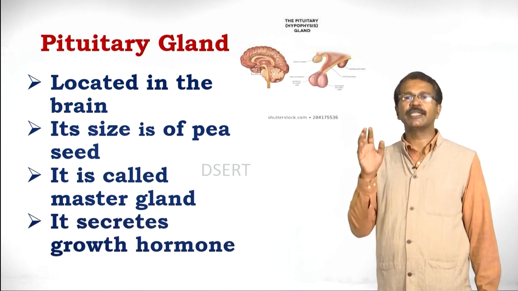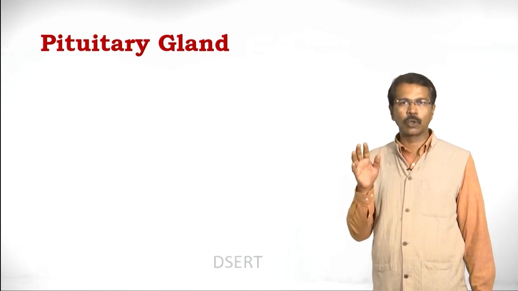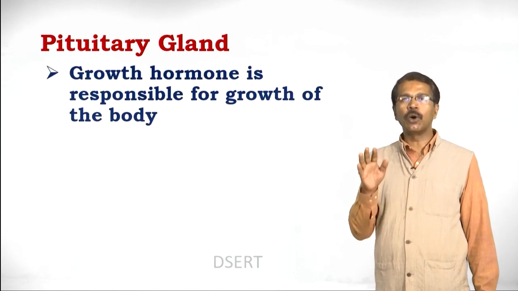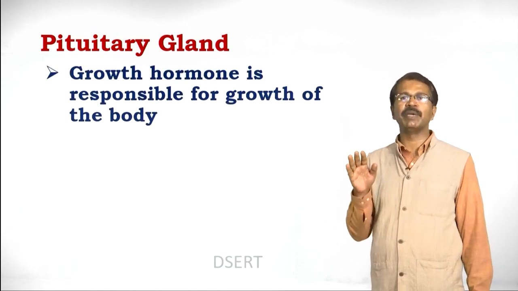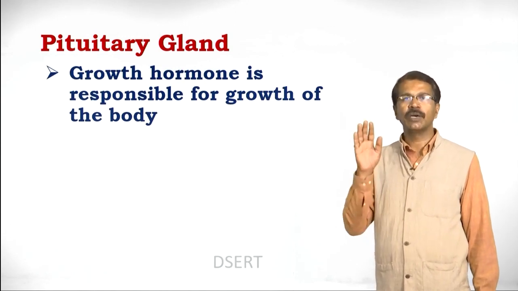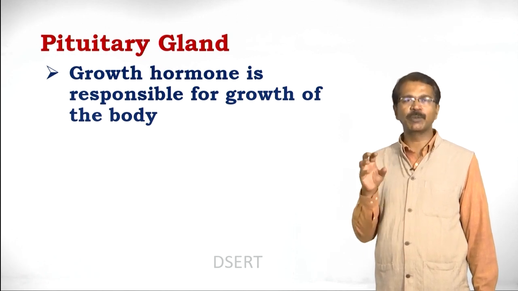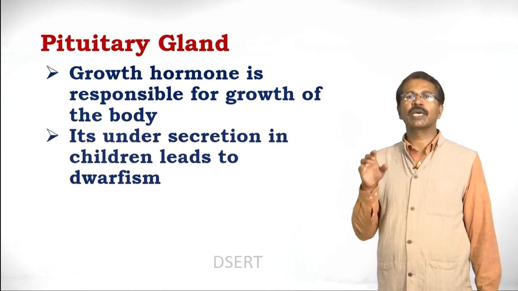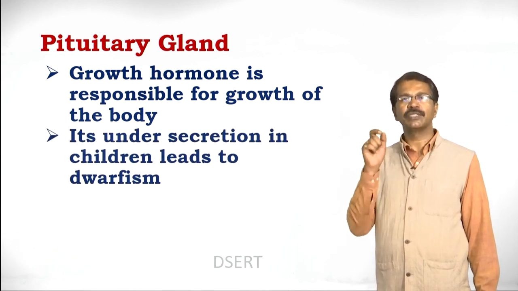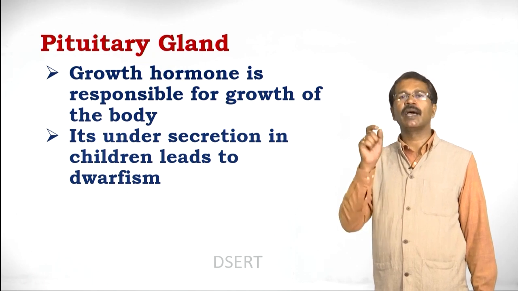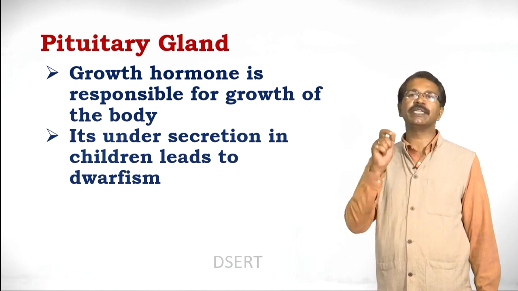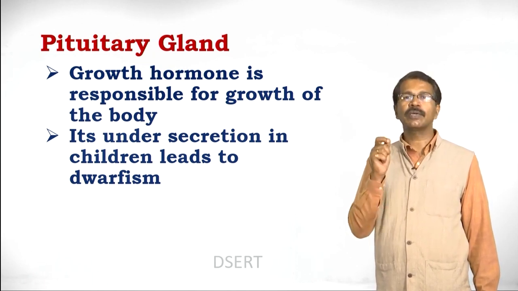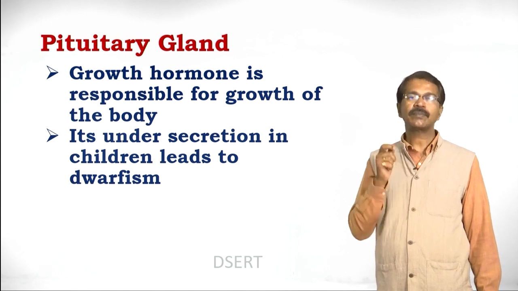It secretes a specific hormone called growth hormone. Growth in an organism, or in human beings, is because of the growth hormone itself. It is responsible for the growth of the body. Of course, this pituitary gland secretes growth hormone in a specific quantity for stimulating growth.